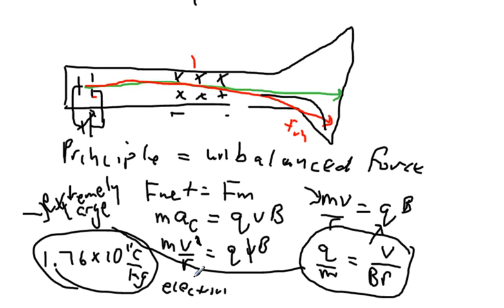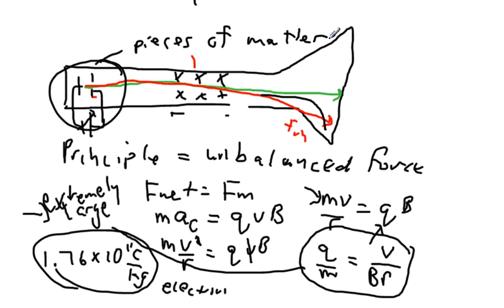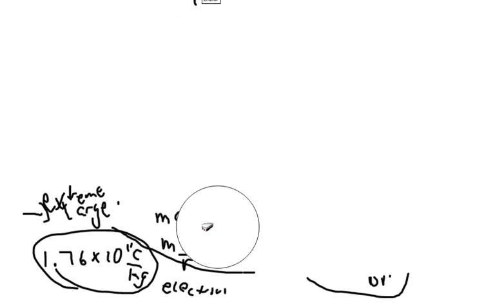Still, he didn't know what they were yet, but he knew that these rays were produced no matter what type of metal he chose, and the same things happened all the time. And so he concluded that these rays were pieces of matter, part of the atom. If we go back to the Dalton model, the billiard ball model, this is what he thought.